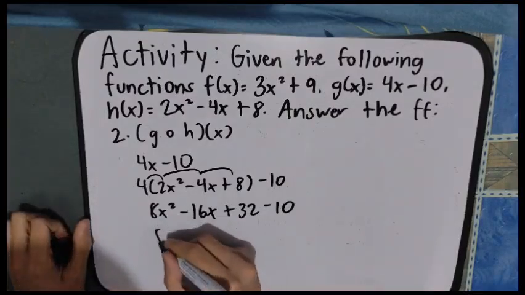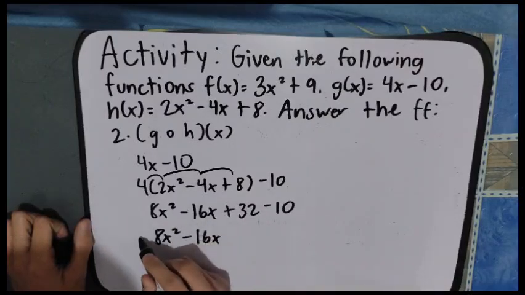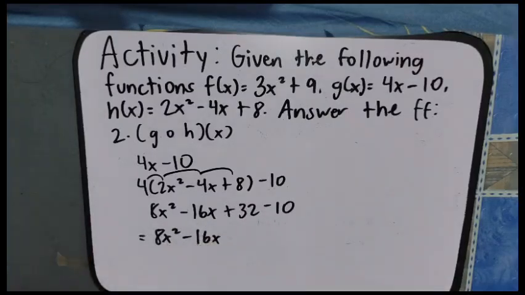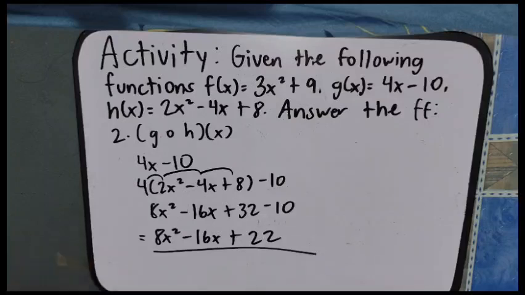Bring down 8x squared and negative 16x as they have no like terms here in the given. Then combine 32 with negative 10. So positive 32 plus negative 10, we have the answer of 22. And this is our answer for number 2.